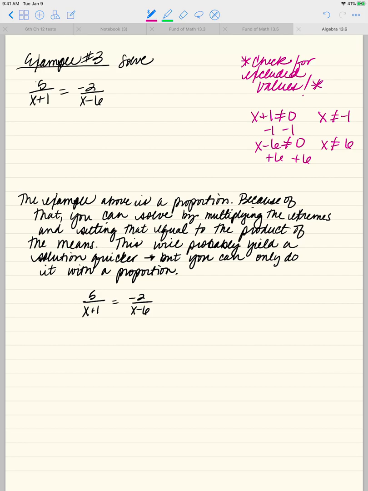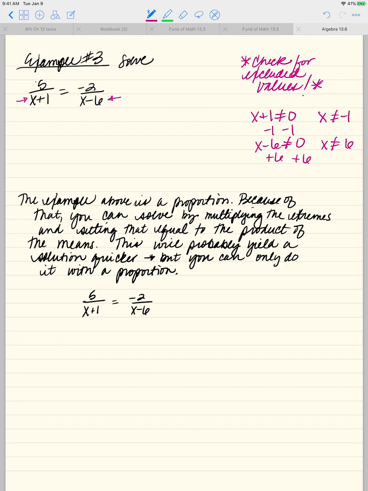If we end up with a solution after we work through and solve this for x that is one of our excluded values, that's called an extraneous solution, and it would not be included in our possible solution set for x. So anytime you see a rational expression in the denominators when you're solving, you're going to want to make sure that you don't include any extraneous solutions in your final answers. Okay? Now, let's work through solving this.